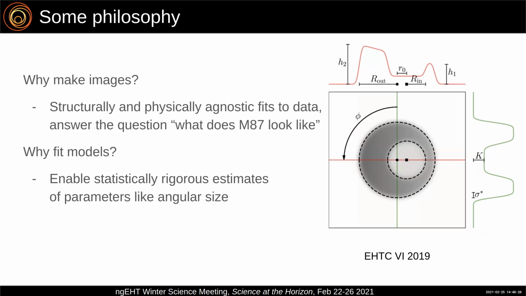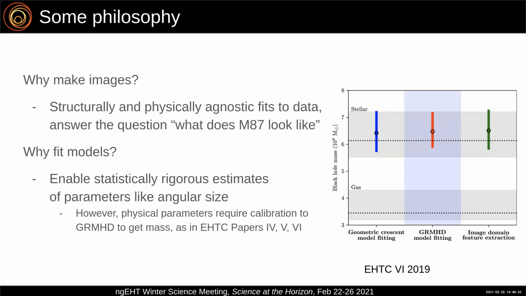However, going from these geometric parameters to something physical that we really care about, like the mass, in the case of the ngEHT work, requires a calibration to GRMHD. What this means is that the mass that we get out of imaging or these geometric model fits is inextricably tied to, in essence, blurred GRMHD simulation snapshots, which is a perfectly reasonable thing to do and a way to harmonize across many different methods, and it's wonderful.